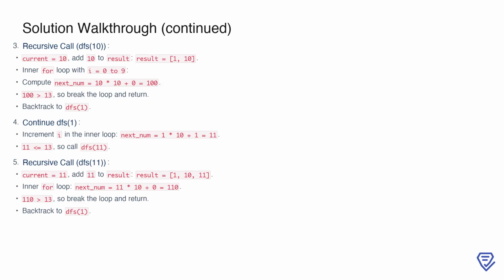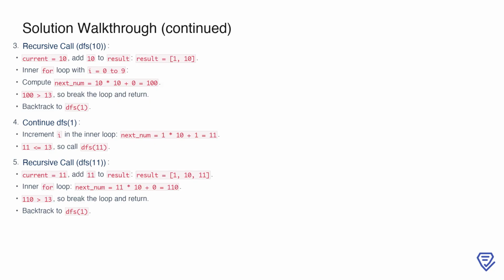As we proceed, the recursive call to DFS with 10 sets the current number to 10, which is then added to the result list, updating it to [1, 10]. Within this call, we again enter the inner for loop to compute the next possible number. The first calculation gives next_number as 100. Since 100 is greater than 13, we break out of the inner loop and return to the previous DFS call, where the current number was 1.